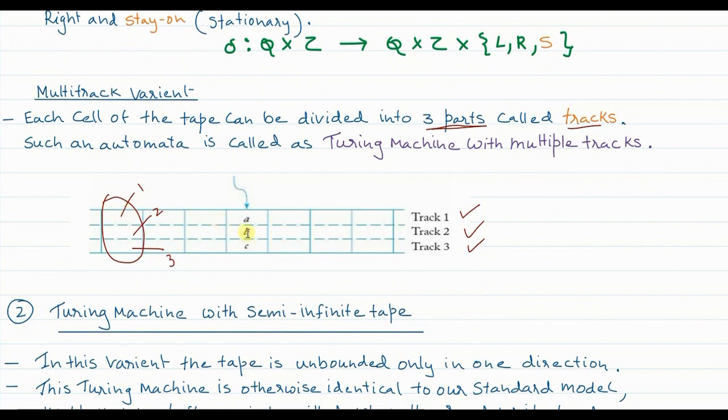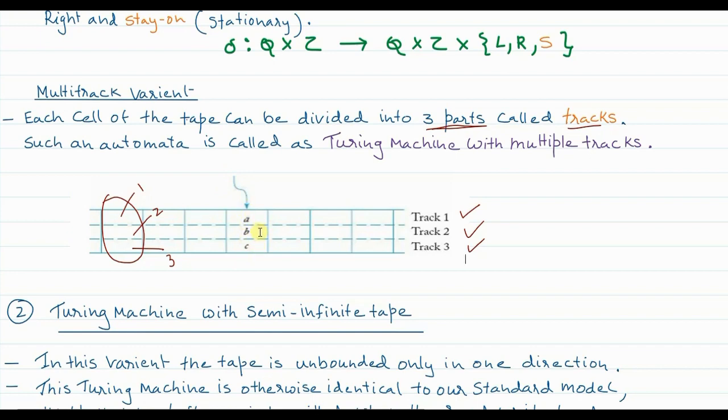So what will happen here? Now for example, in this cell over here, the read write head is pointing to this cell. Now in track 1 you can have one symbol, in track 2 you can have the second symbol, in track 3 you can have the third symbol. Now when the read write head reads a particular cell, at a stretch it reads all three symbols. So A, B, C is read together by the read write pointer at once. So this is the difference.